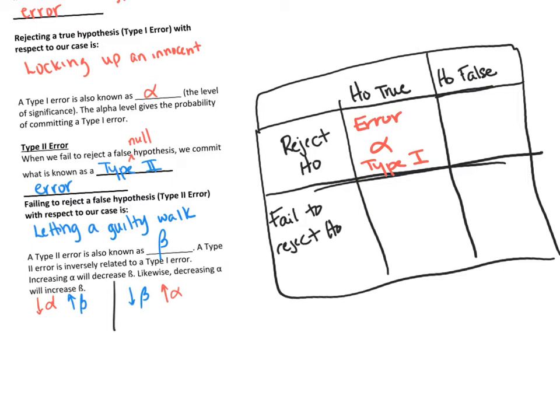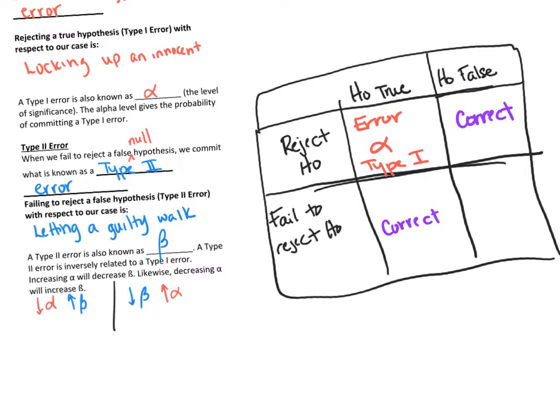If I reject your innocence and the null is false, which means that I'm saying you're guilty, and the null was false, which means you really did commit the crime, then this is a correct decision. If you fail to reject my innocence, which means I'm still innocent, and my null is true, which means that I really am innocent, this is also a correct decision. So this case over here is locking up a guilty person. This case right here is letting an innocent man walk, which are both correct decisions.